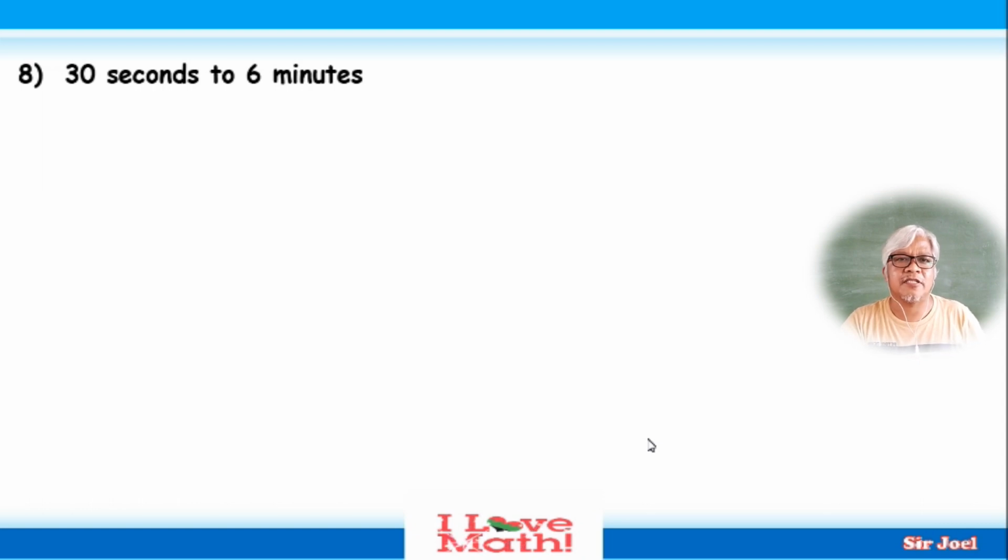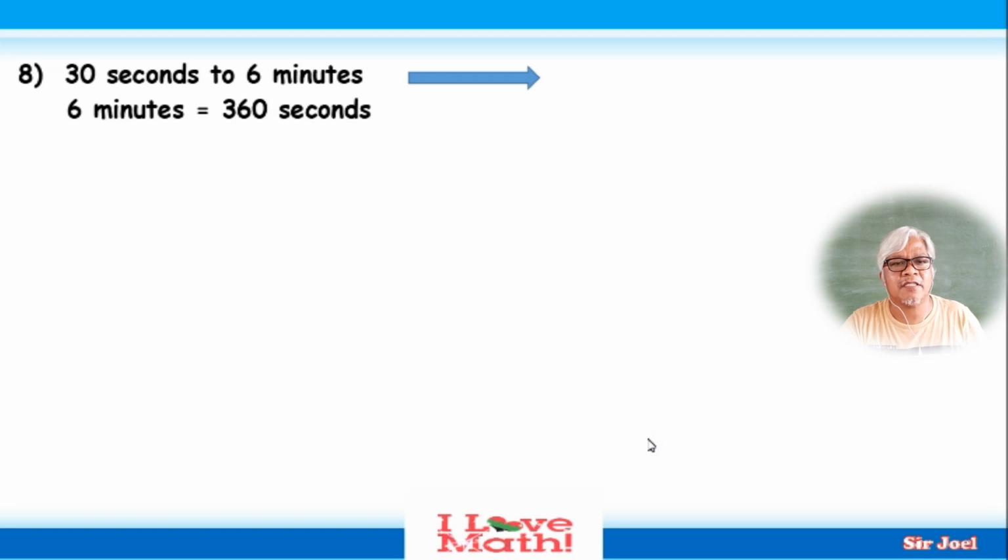30 seconds to 6 minutes. Seconds, minutes. I-convert muna natin ang isa. 6 minutes is equivalent to 360 seconds. Bakit? In a minute, meron tayong 60 seconds. And 60 times 6 is equivalent to 360. Therefore, our new problem now is 30 seconds to 360 seconds. So instead of 6 minutes, ginamit na natin yung 360 seconds.